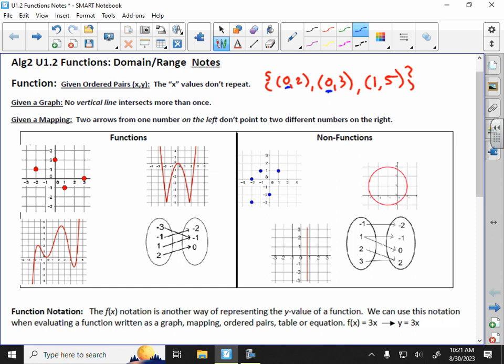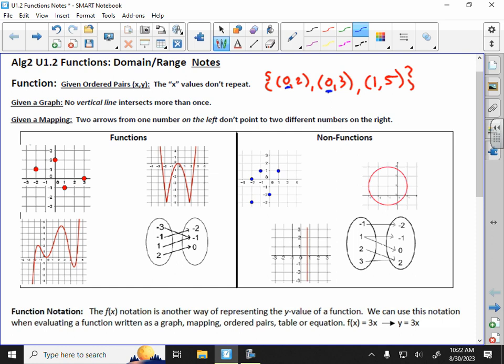And then a mapping is a way to show ordered pairs where you have numbers on the left side of a circle or an ellipse, and numbers on the right side, and there are arrows pointing from numbers on the left side to the right side. As long as you don't have two arrows coming off of a number on the left side, pointing to two different numbers on the right, then it's a function. All right, so let's look at some examples of functions.